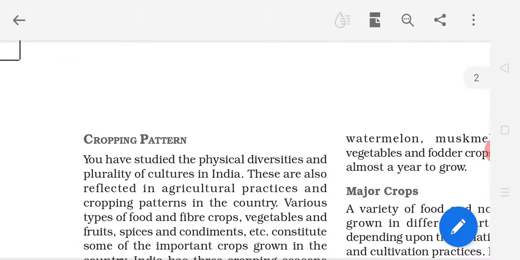Now the remaining next paragraph, cropping pattern, we will read in the next clip.